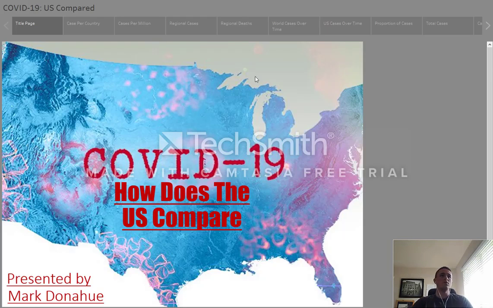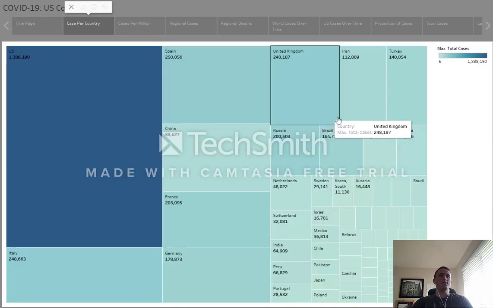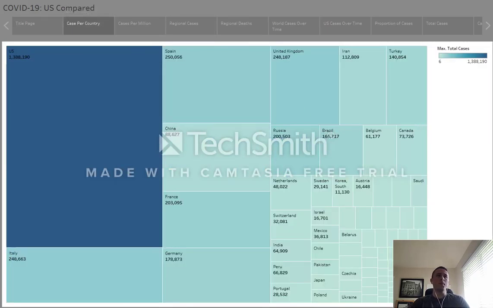Alright, so first we're going to look at cases per country. As we can see here, the U.S. is the largest block in this picture, making up over 1.3 million cases, where next in line is 250,000 from Spain, or around the same amount from Italy.